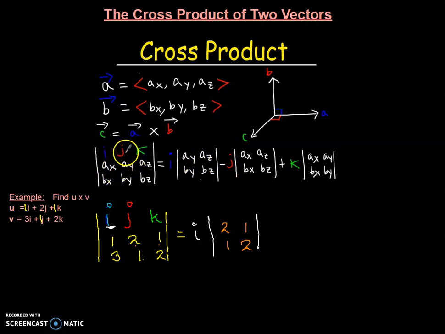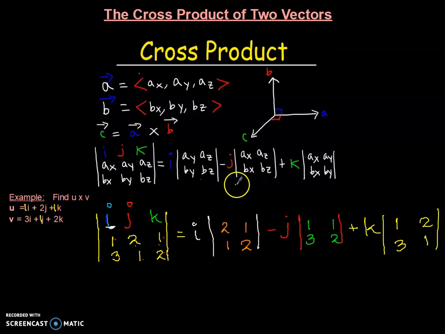Then we're going to take the second variable, which is j. Again, make sure that you're not using the values in that column. So we're using 1, 3, 1, 2. And then finally, plus k. Since we're using k, we're not using the values in that column, and it will say 1, 3, 2, 1. This should make things a lot nicer because when you're working with a 2 by 2 matrix, you're just going to cross multiply to solve.